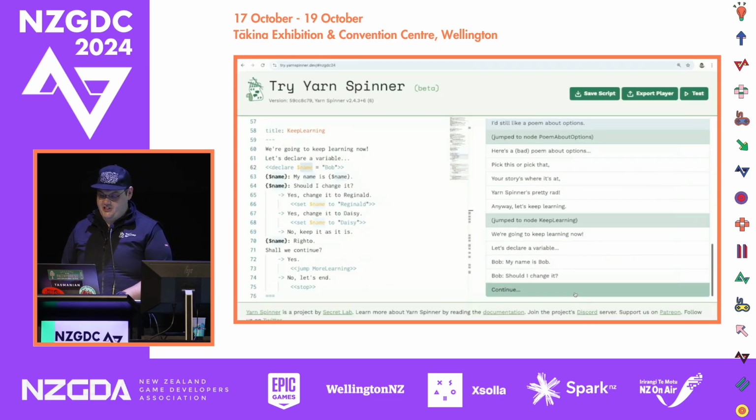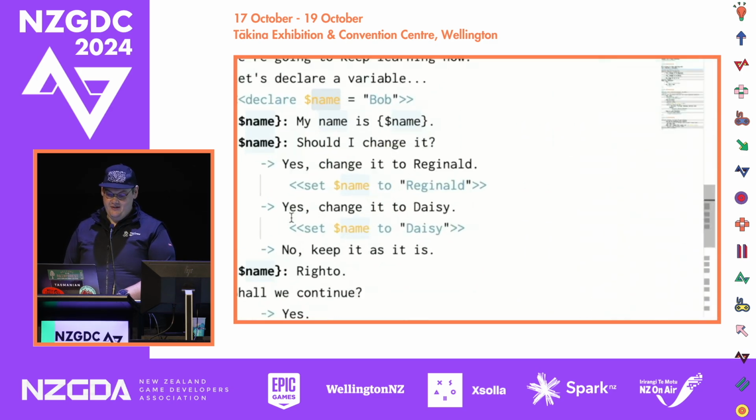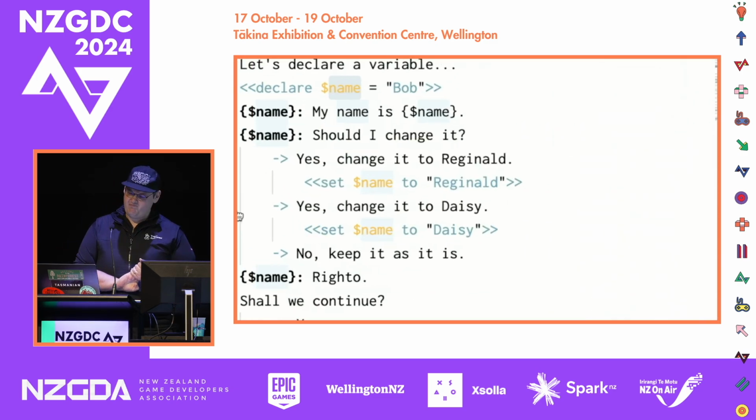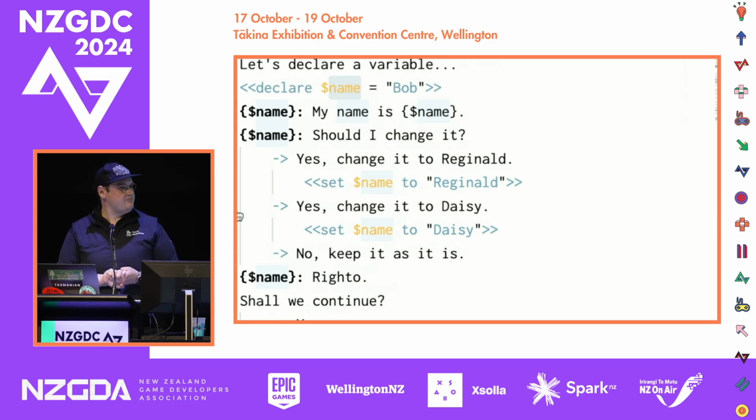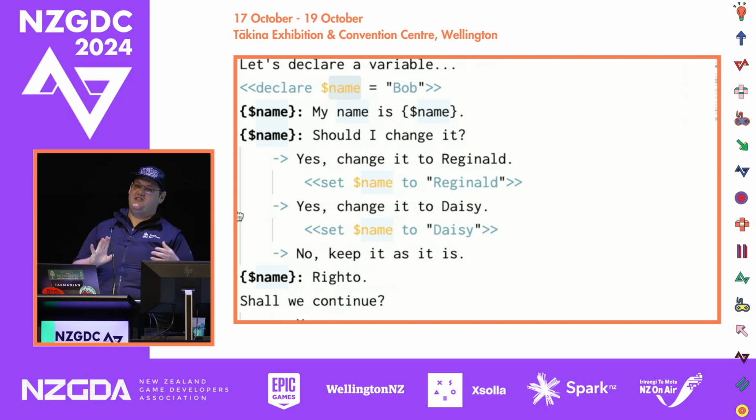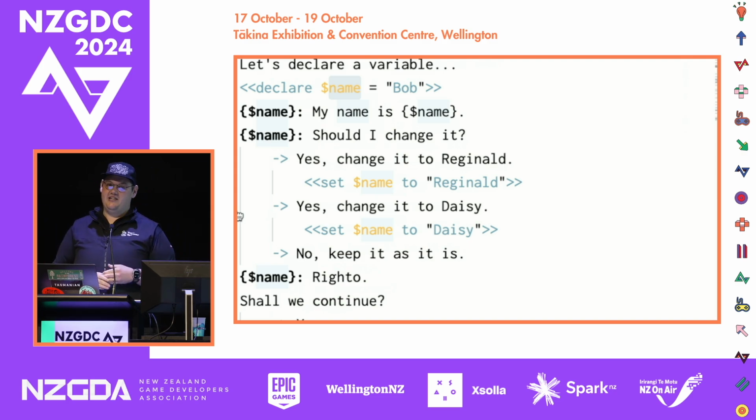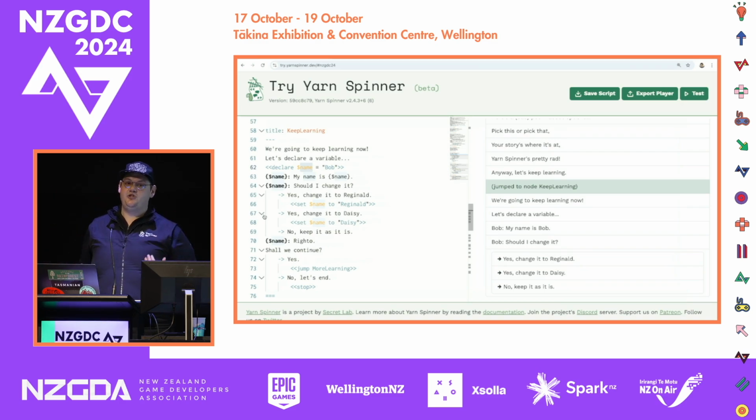And then they ask you, should I change it? And you can change it to Reginald. I don't know why I picked these names. Reginald or Daisy, or you can leave it as Bob. And if we pick Reginald, it sets the name, which is the variable we made a moment ago, to Reginald instead. Hopefully this is pretty straightforward. This is just very simple programming. It's just for writers, so it has to be even simpler than you expect. That's not meant to be funny. That's legitimate. You don't want the writers having to think about stuff when they're trying to write a story.